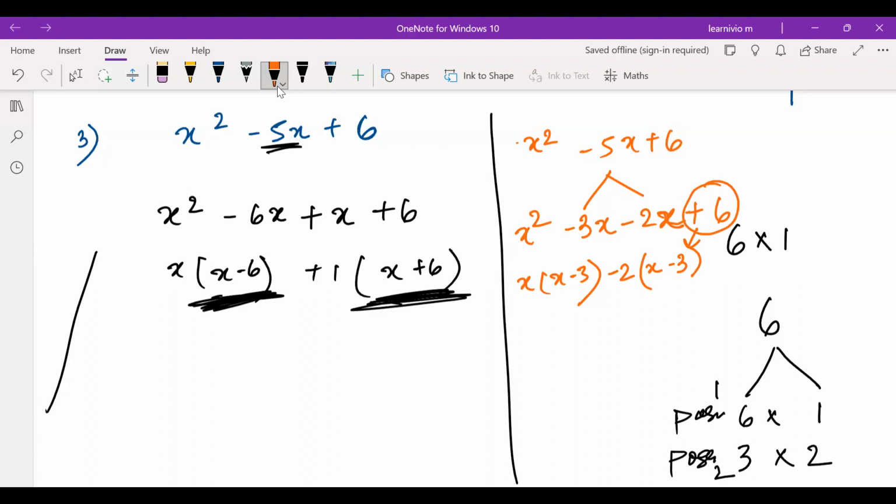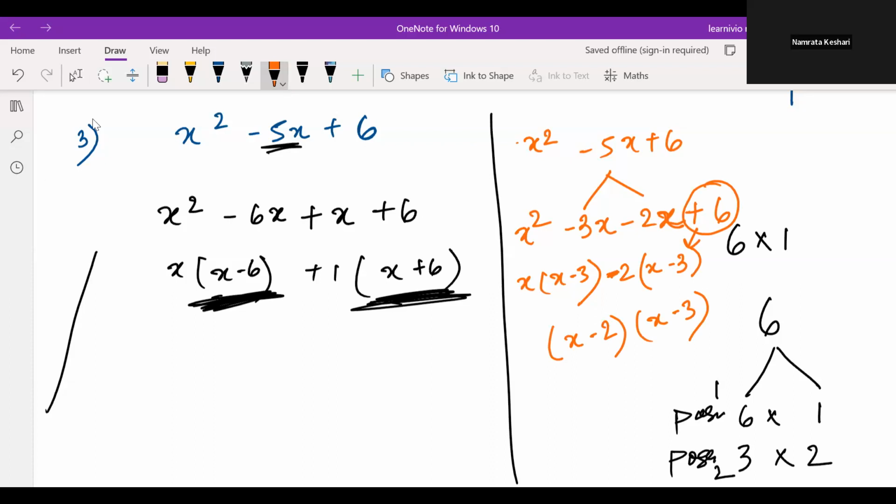Why? Because you have taken a negative common. So you are left with 3 in the other bracket, and this is what we get. Yes, ma'am. Are you getting it? This is how we have to do it.